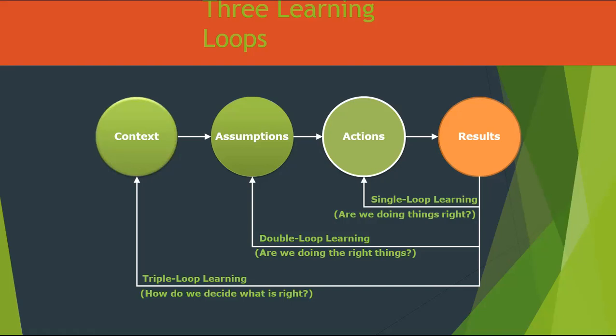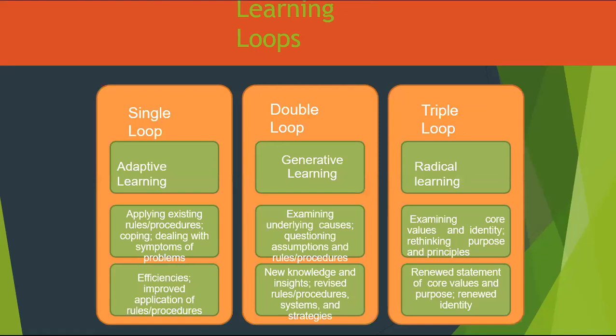This means the organization has a mechanism where they draw a proper line through which they can identify the productivity of the organization. So these are the points. Then the single loop is adaptive learning, the double loop is generative learning, and the triple loop is radical learning.